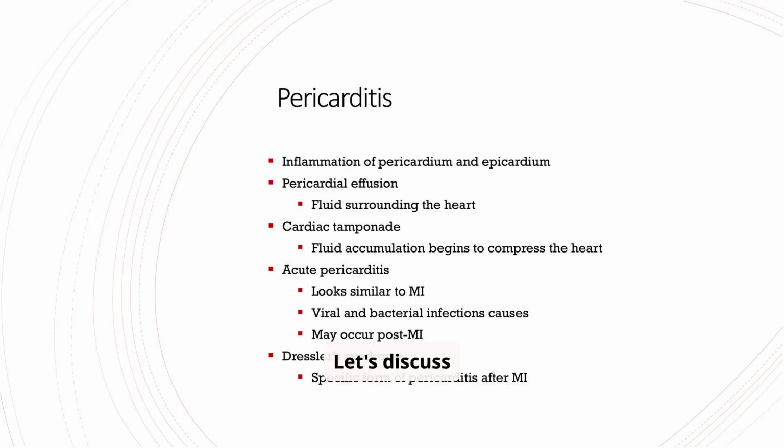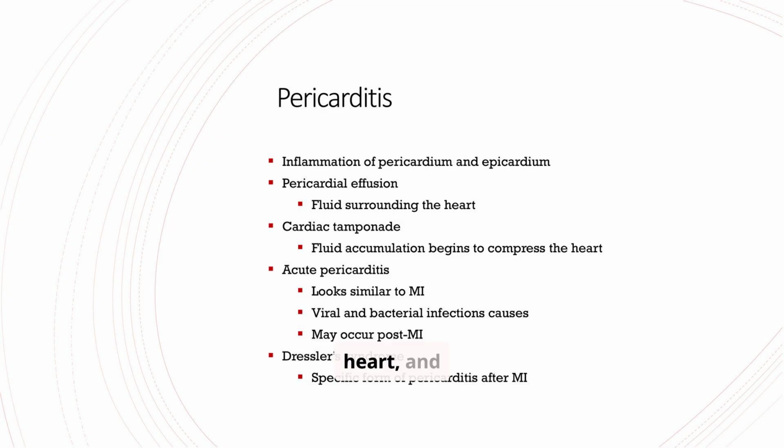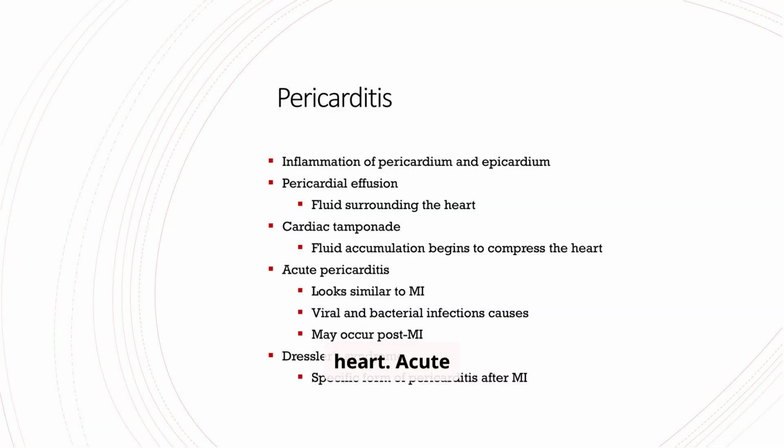Let's discuss pericarditis, which is the inflammation of the pericardium and epicardium. It can cause pericardial effusion, which is fluid surrounding the heart, and cardiac tamponade, which is fluid accumulation that compresses the heart. Acute pericarditis can mimic MI and may occur post-MI. Dressler's syndrome is a specific form of pericarditis after MI.